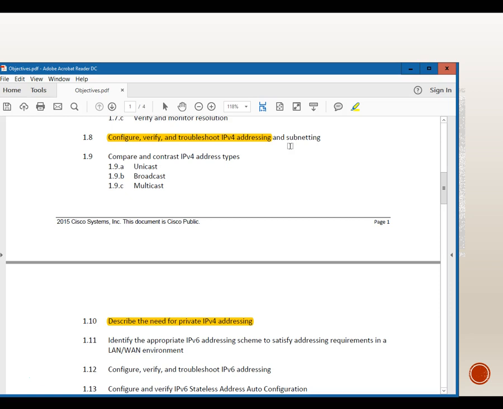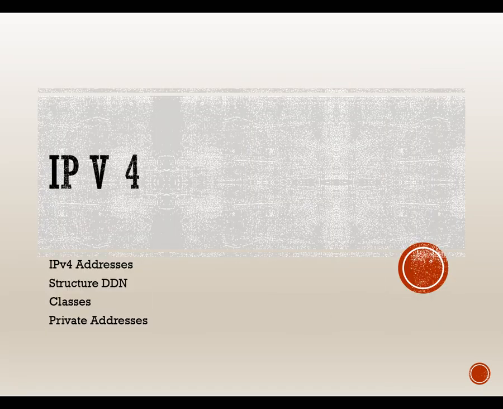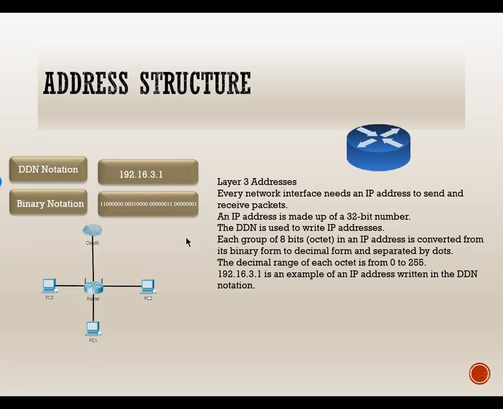A couple of different ways, one writing everything in binary and the other one using what we're going to call the increment, and we'll talk about that when we do the subnetting. So we're going to configure, verify, and troubleshoot IPv4 addressing and describe the need for private IPv4 addressing in this one. So IPv4 address, the structure, classes, we're going to have classes of addresses, and then the private addresses.